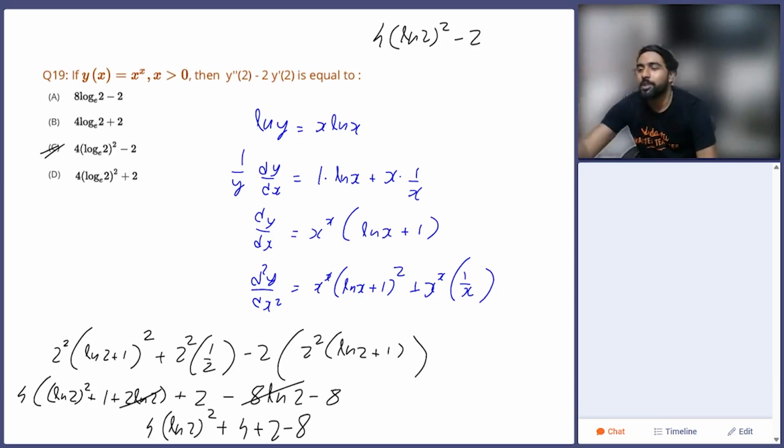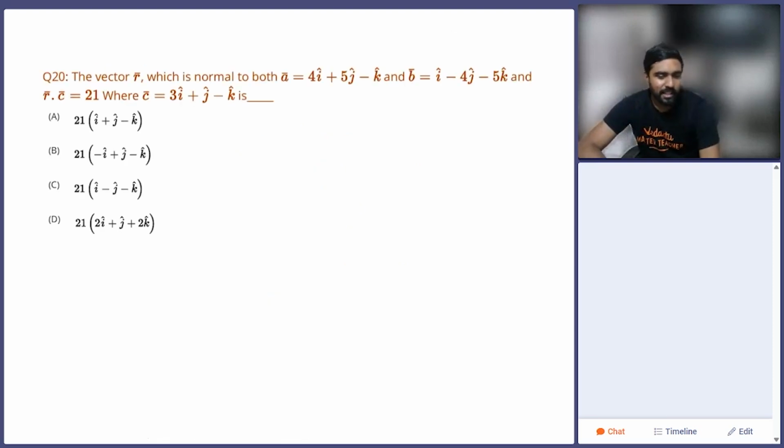Go ahead, use the product rule, simplify, get the answer. Standard type of question. Okay, sure. Moving on. Okay, there's a small typo in this one. You have both of them over here. This should be plus and plus.